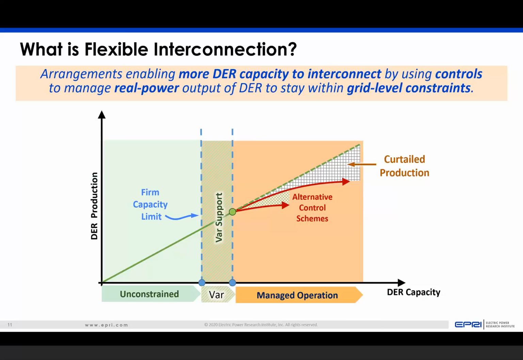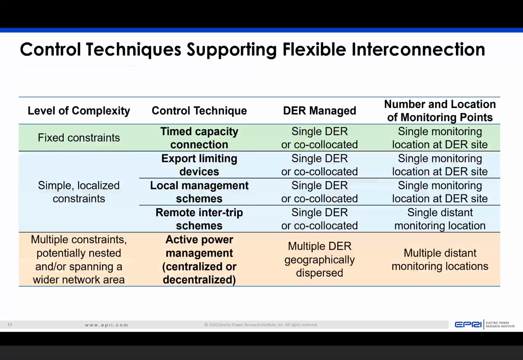So if you move to the next slide, there are a number of different control techniques that can be used to support flexible interconnection arrangements, and they mainly depend on the level of complexity of network constraints that need to be alleviated for a given situation. So the simplest form of control, which is used for really specific and fixed constraints, are time capacity connections. These can be used when there is a series of temporal constraints that don't change over time but are applicable to a specific DER customer as part of their interconnection agreement. An example of this would be a schedule-based capacity limit that perhaps varies based upon the season of the year.